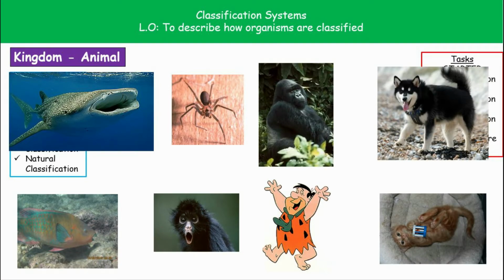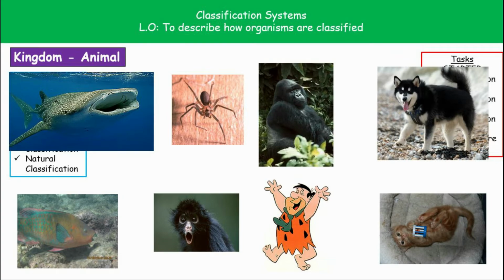If we now have a little look to see how this classification system works, we'll start off with these pictures which are all representatives of the animal kingdom. So what we've got here is a whale shark in the top left, a spider, a gorilla, a dog, a cat, a human, monkey and a parrotfish. Now if we look at those pictures we can see they're all pretty different to each other, and yet we're all in the animal kingdom together.